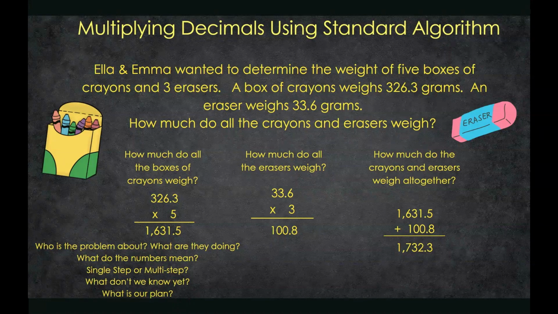All right, guys, that is going to wrap it up. That's using the standard algorithm when we are multiplying decimals. Just remember, it's exactly like multiplying normal. The only thing we have to do extra is count the place values behind the decimal for each factor and then shift our decimal to the left in the answer to that multiplication problem.